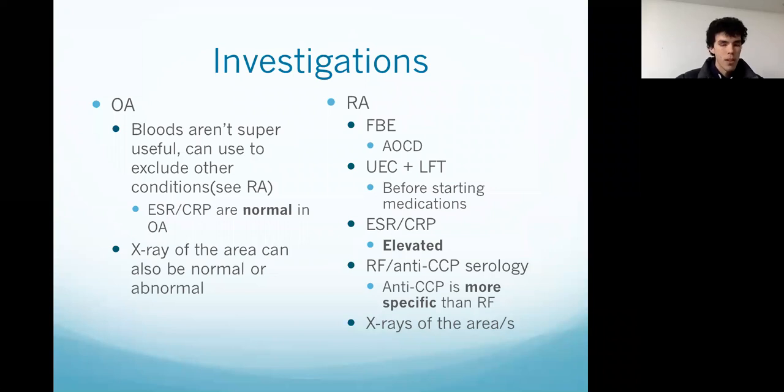For rheumatoid, you can get quite a lot more going on because it's a more intensive disease. It's an autoimmune problem. So you might get an anemia of chronic disease on your FBE. UECs and LFTs are important because you're going to start on some stronger medications. The ESR and CRP will be elevated, which is different from osteo. And they'll have elevated rheumatoid factor or anti-CCP antibodies. Of these two tests, the anti-CCP is a more specific test. So if you have to pick one, you're going to go with anti-CCP, and you still go with X-ray, of course.